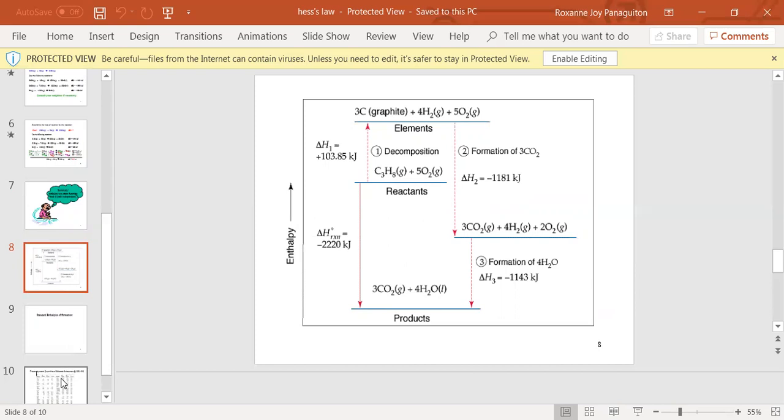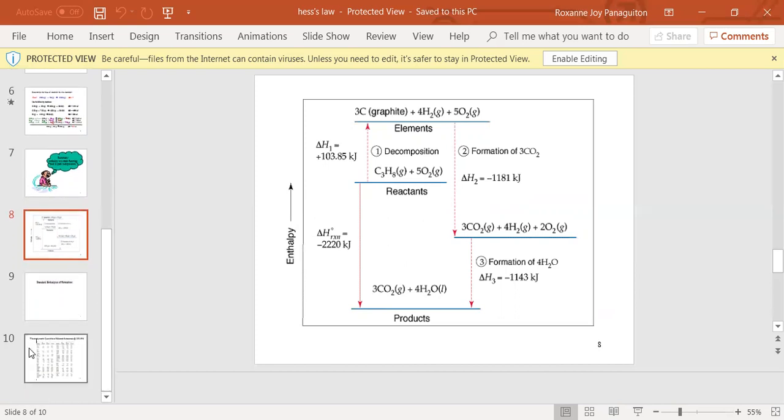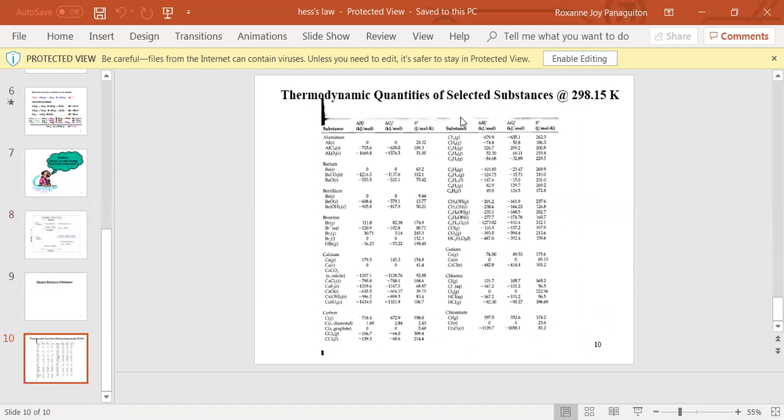Another piece of information is that meron din tayong mga thermodynamic quantities of different substances. Ibig sabihin, these are the heat of formation of the different substances. Makikita nyo to sa likod ng textbook nyo. You can see the delta H of formation, which is the heat of formation, delta G of formation, and then you have the entropy. You can use these values in calculating for the different heats of reaction.